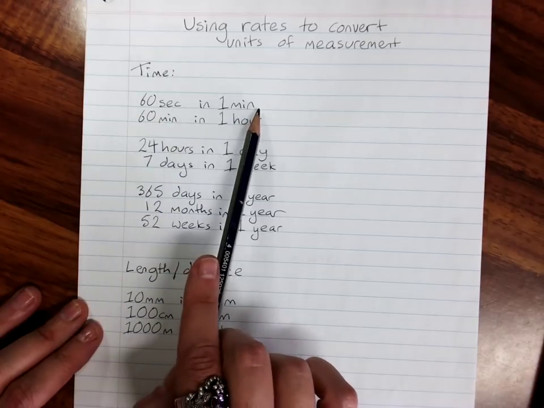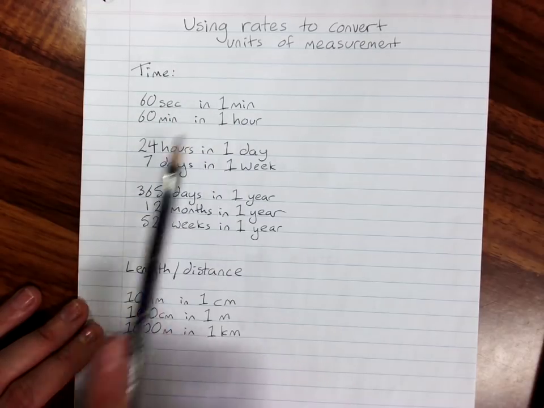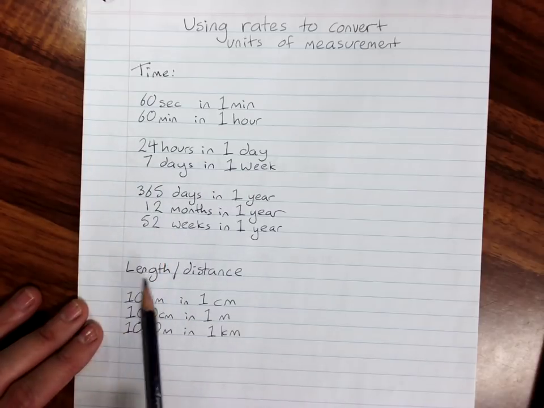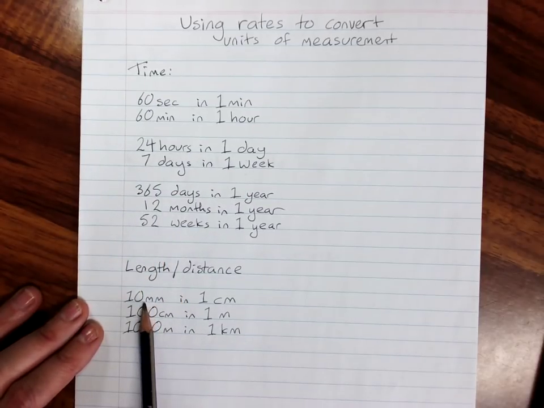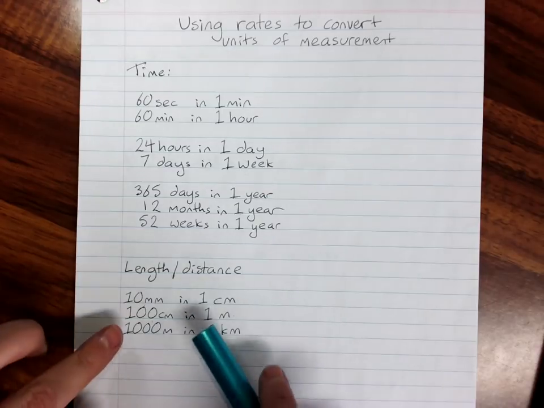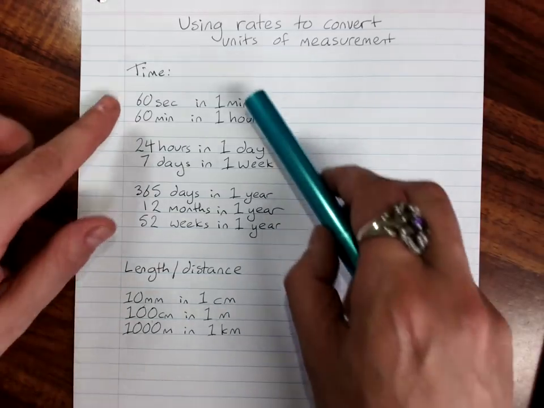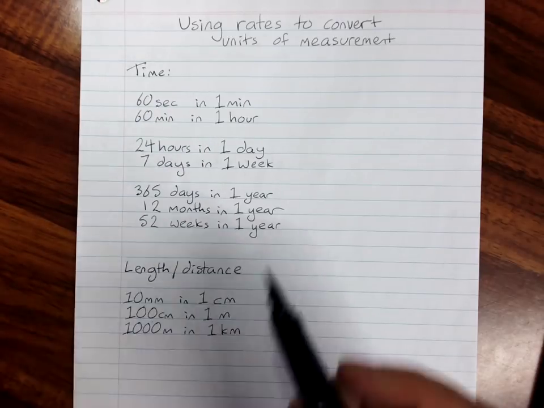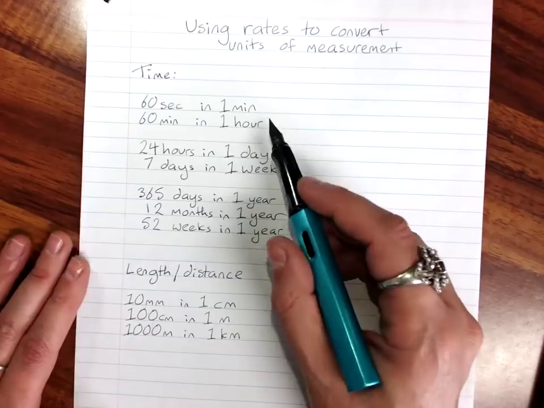There's 60 seconds in a minute, 60 minutes in an hour, 24 hours in a day, 7 days in a week, all of these. Length or distance, 10 millimeters in 1 centimeter, 100 centimeters in 1 meter, and these are rates. We could make them ratios if we converted, but the idea is to use them as a rate of seconds to minutes.